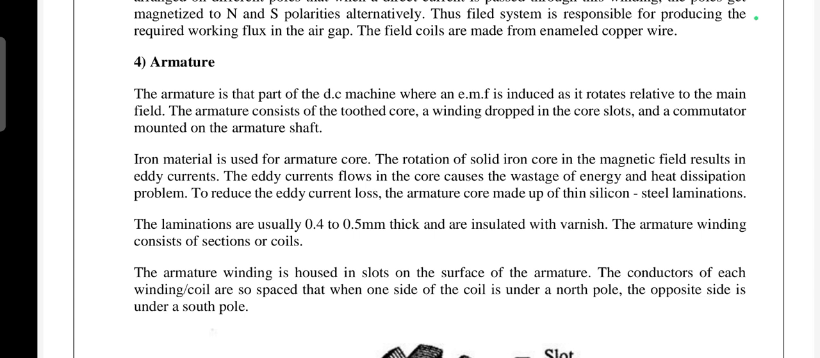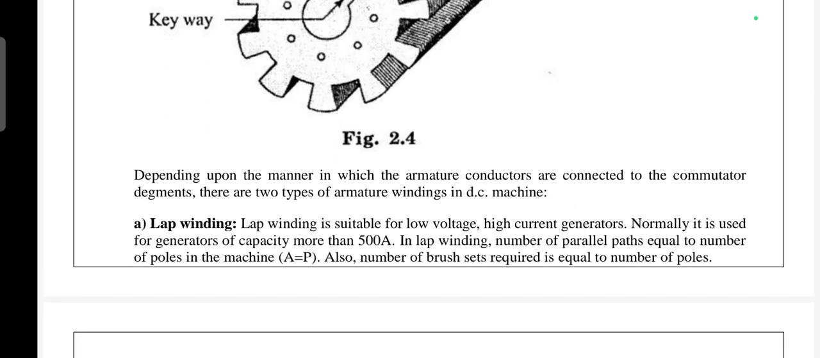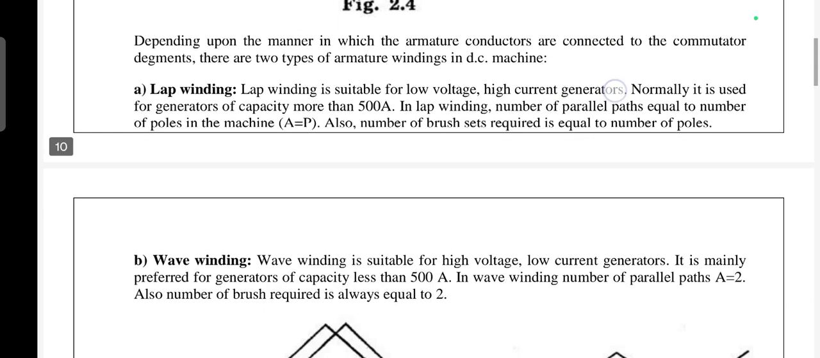And the armature windings consist of different sections and coils, which are housed in the slots on the surface of the armature. The conductors of each coil are so spaced that when one side of the coil is under the north pole, the opposite side is under the south pole. Depending upon the manner in which the armature conductors are connected to the commutator, there are two types of armature winding: lap winding and wave winding.